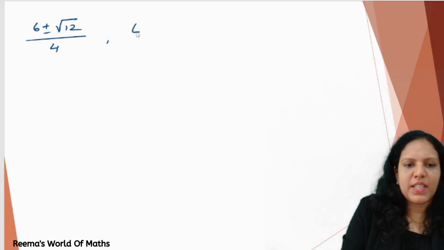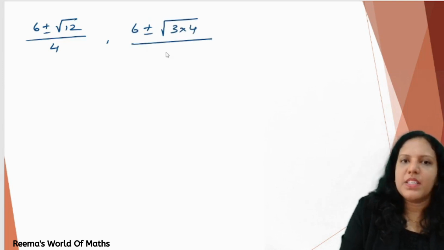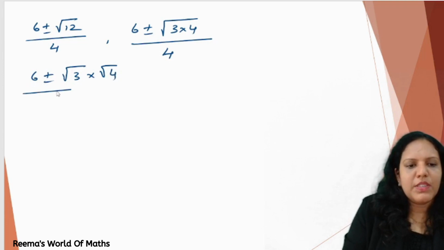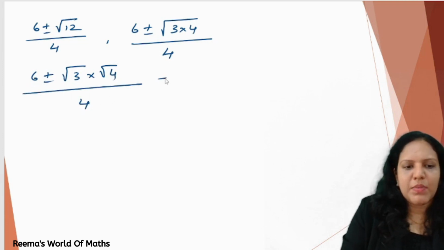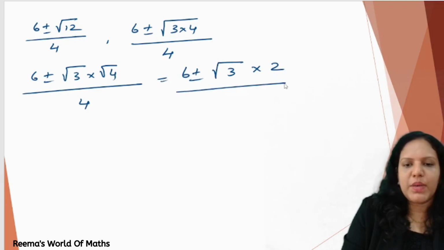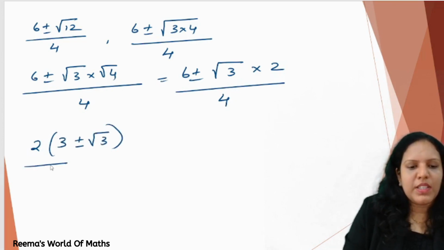We can again write it as 6 plus or minus the square root of 12, which can be written as 3 multiplied by 4, divided by 4. Which is 6 plus or minus the square root of 3 multiplied by the square root of 4, divided by 4. Correct? So that will be 6 plus or minus the square root of 3 multiplied by the square root of 4, which is 2, divided by 4. Now we can take 2 outside, so that will be 2 multiplied by 3 plus or minus the square root of 3, divided by 4.